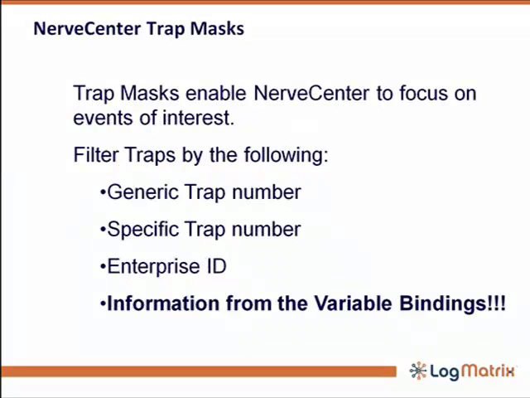Nerve center trap masks enable nerve center to focus on events of interest. We do that by filtering on any of the following or all of the following: a generic trap number, a specific trap number, an enterprise ID, and most importantly, and this is why it's in bold, information from the variable bindings.